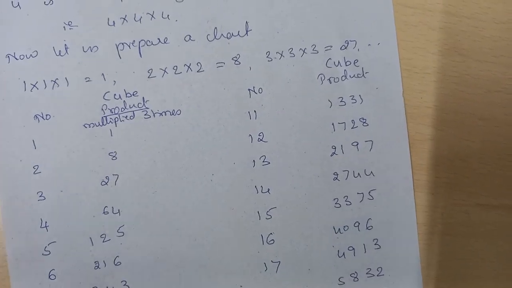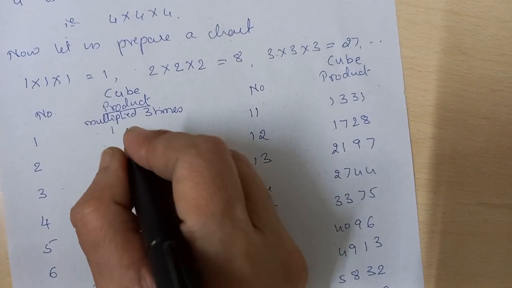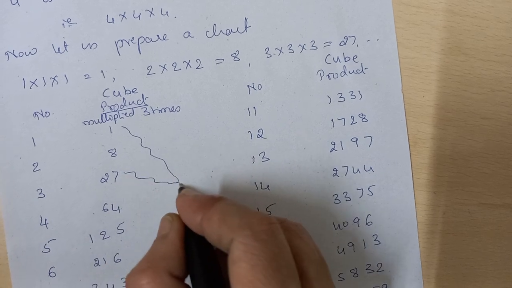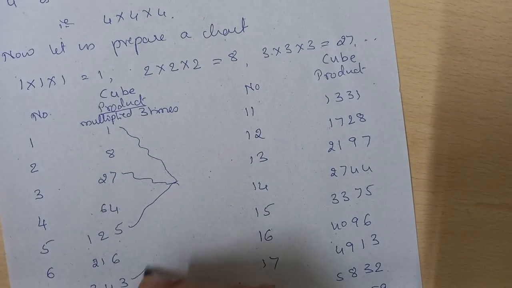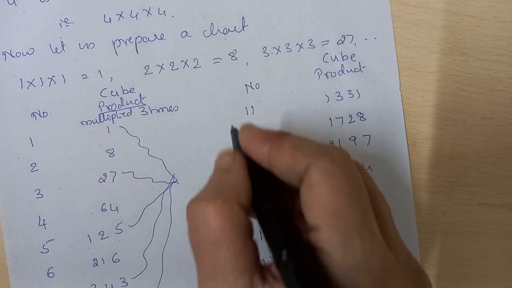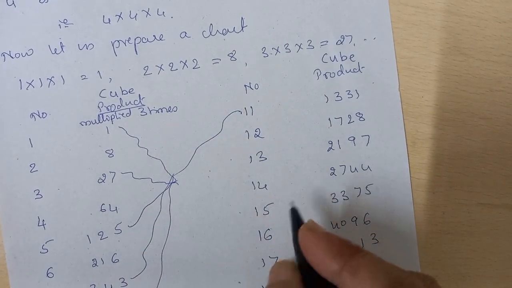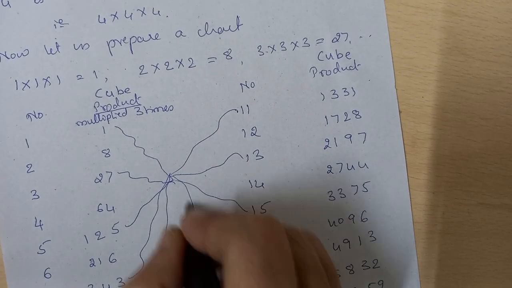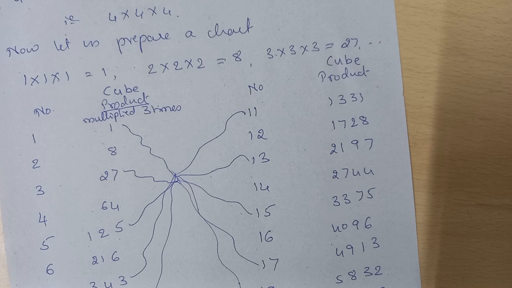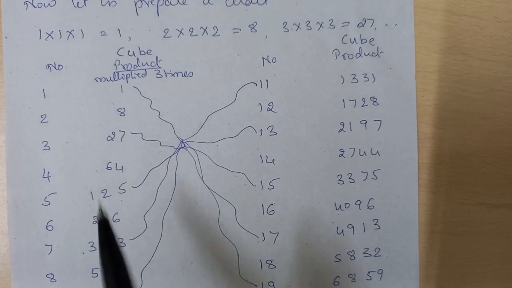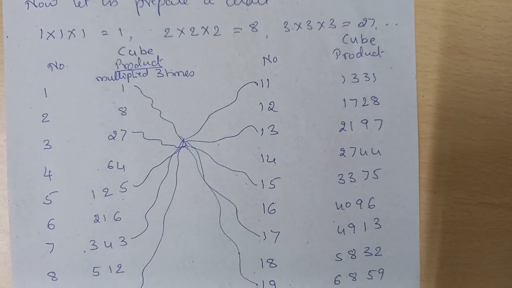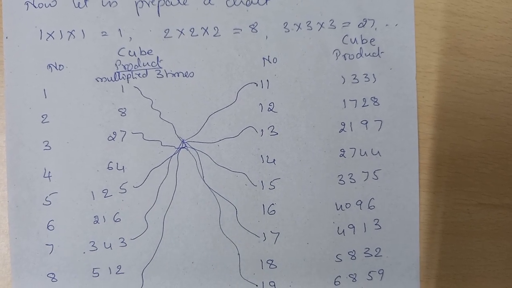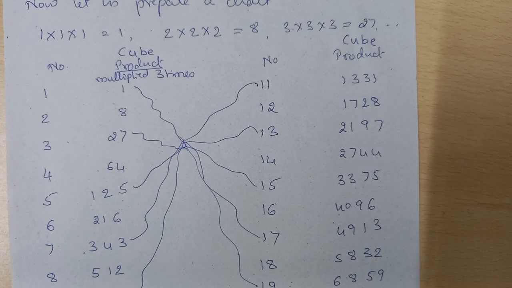Now observe. What are odd numbers? 1, 3, 5, 7, 9, 11, 13, 15, 17, 19. Observe the cubes of these odd numbers. They are also odd. What is an odd number? Which is not divisible by 2 without any remainder.